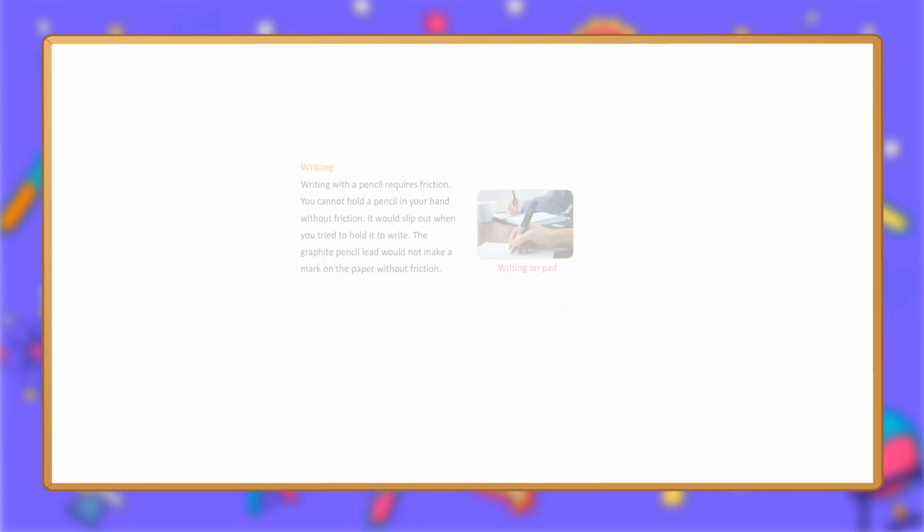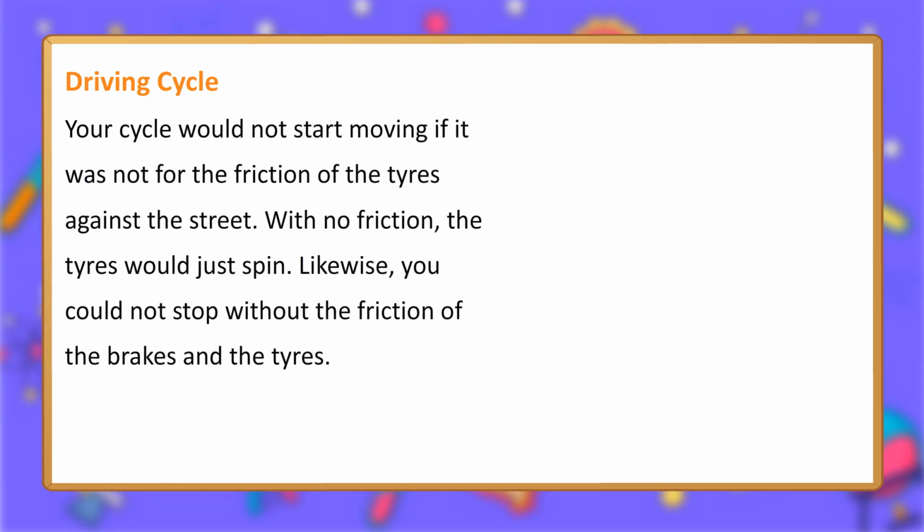Driving a cycle. Your cycle would not start moving if it was not for the friction of the tires against the street. With no friction, the tires would just spin. Likewise, you could not stop without the friction of the brakes and the tires.